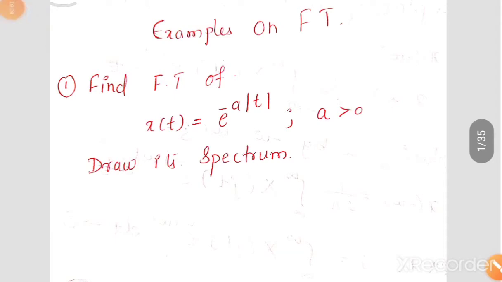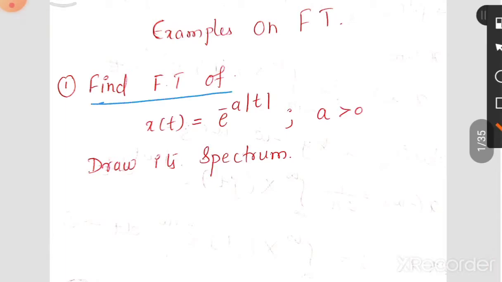Welcome to this lecture. Today we are going to discuss the examples on Fourier transform. Let's start with those. First, find the Fourier transform of x of t is equal to e raised to minus a magnitude of t. Okay, that is modulus of t.